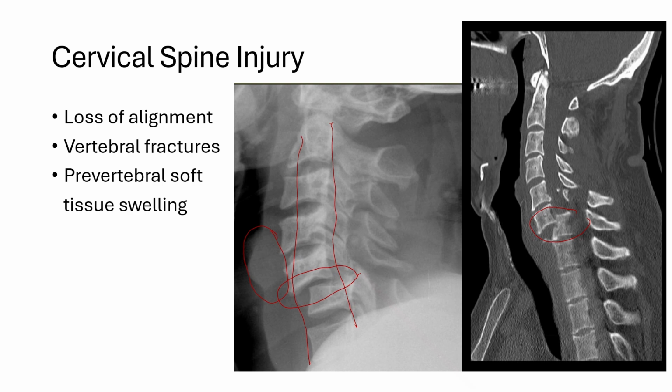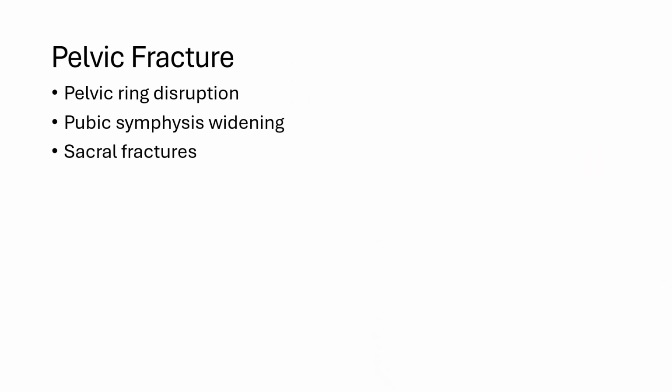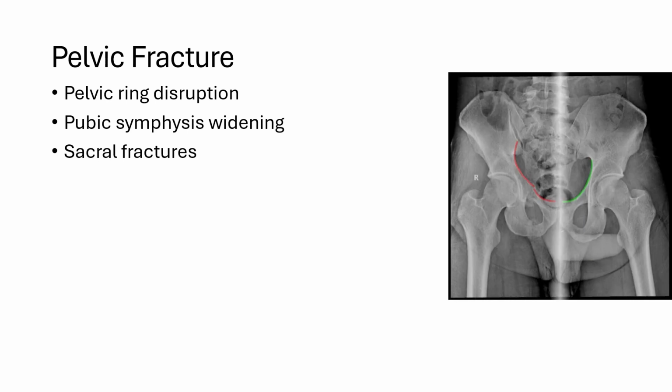Now the pelvic bone fracture. It is important because it may be associated with severe hemorrhage and internal organ injury. So pelvic X-ray is part of trauma protocol in emergency. Disruption of the pelvic ring, widening of the pubic symphysis, or acetabular fracture should raise concern for unstable pelvic injury requiring urgent management. So what are the signs of pelvic injury?